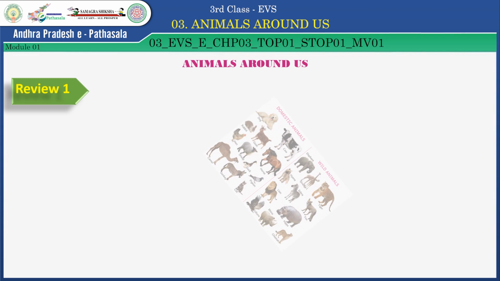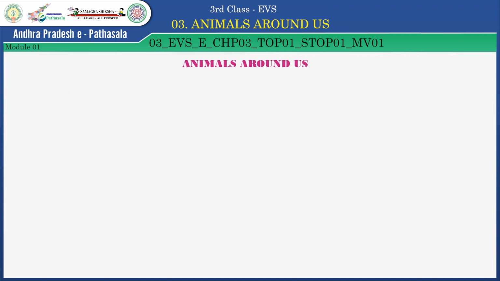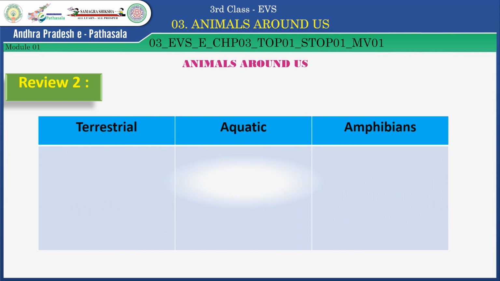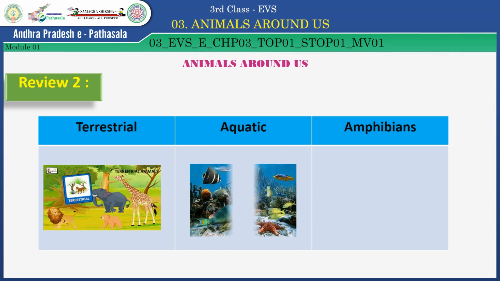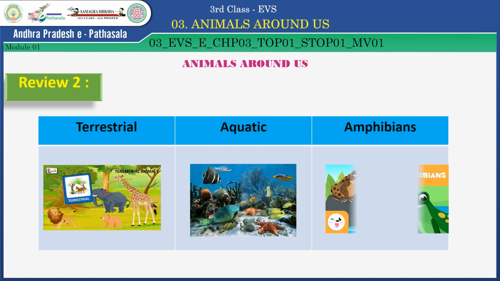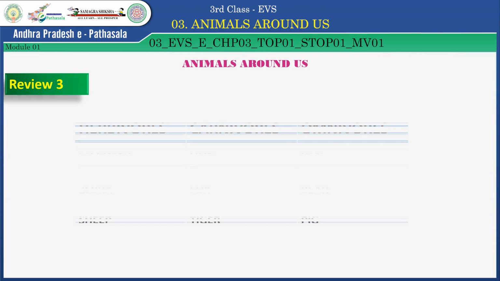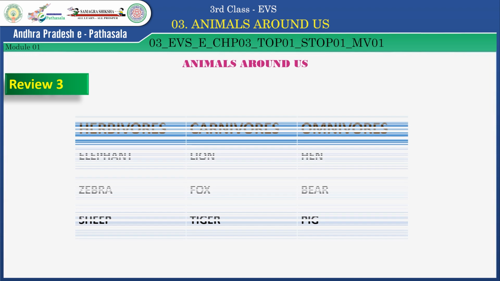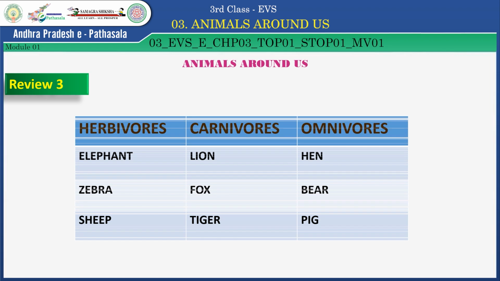Animals that live in forests are called wild animals. Animals that live on land are called terrestrial animals. Animals that survive in water are called aquatic animals. Animals that survive both on land and water are called amphibians. Classification based on food habits: herbivores, carnivores, and omnivores. Now, try to answer the question in your own words.